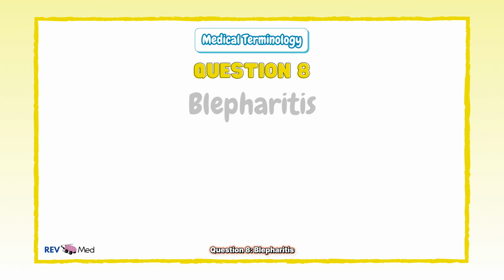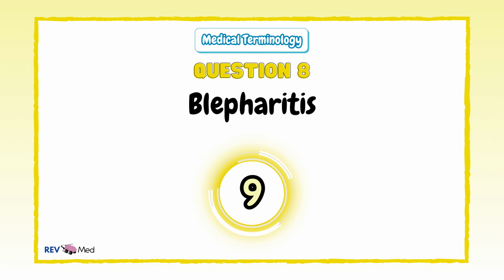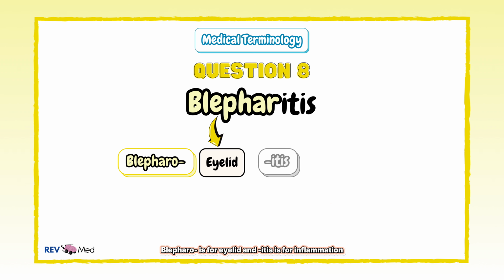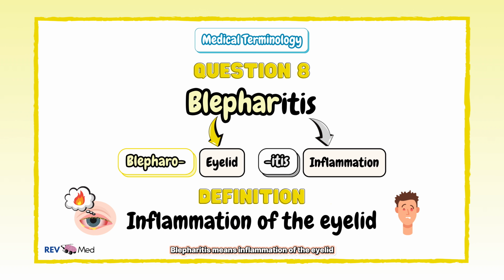Question 8. Blepharitis. Don't blink. Blepharo is for eyelid, and itis is for inflammation. Blepharitis means inflammation of the eyelid.